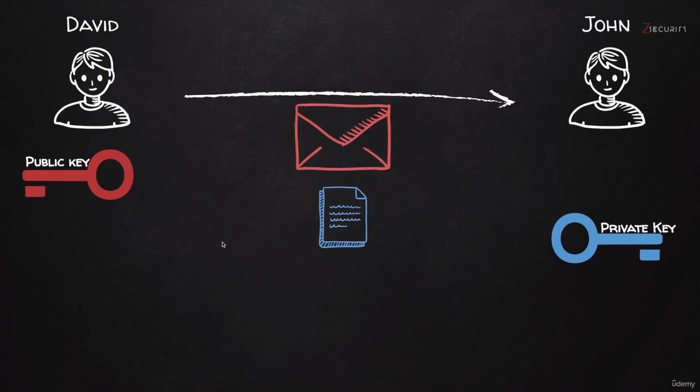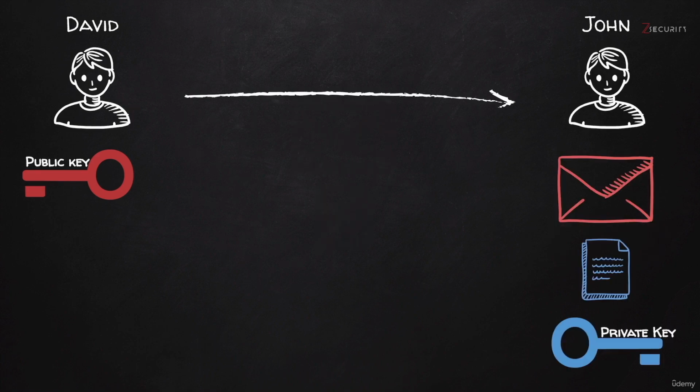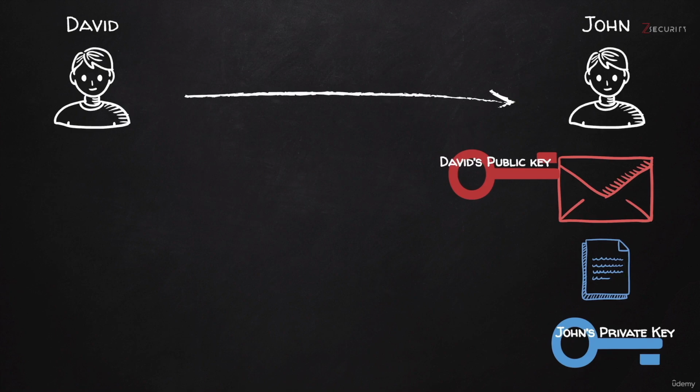Then the message is sent using any method of communication. Like we said, you can even use an insecure method of communication. John is going to receive the message along with its signature. And before decrypting this message with his own private key, what he's going to do is he's going to use David's public key in order to verify the signature. So like I said, the signature was created with David's private key, and John doesn't have David's private key, but he's going to use David's public key to verify the signature.